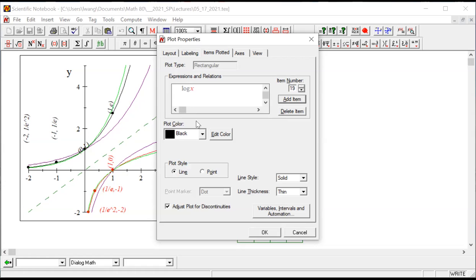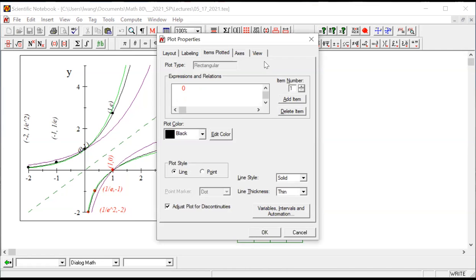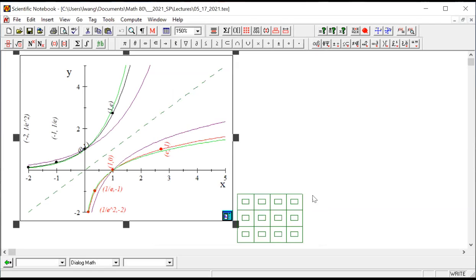Okay, so log x. Let's use black. You see, it shows ln x. It shows ln x. That's not right. We know that's not right. So what we need to do is sketch our own. We have to sketch our own. How do we sketch our own? This is the curve we didn't do, right?